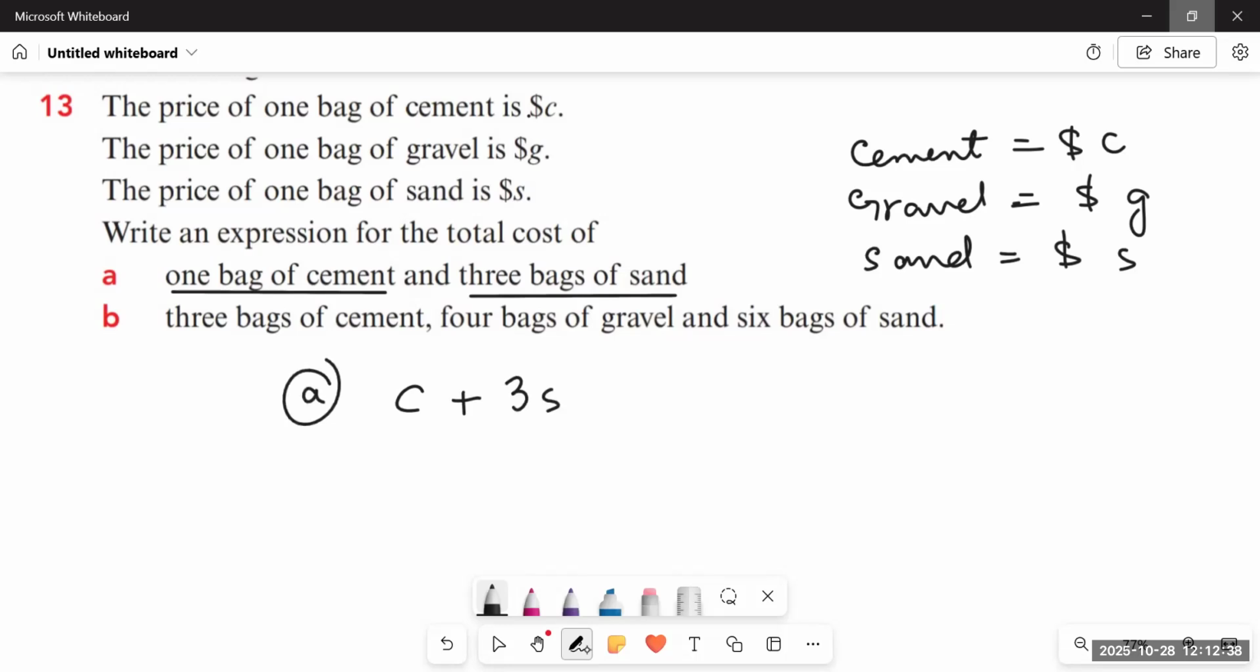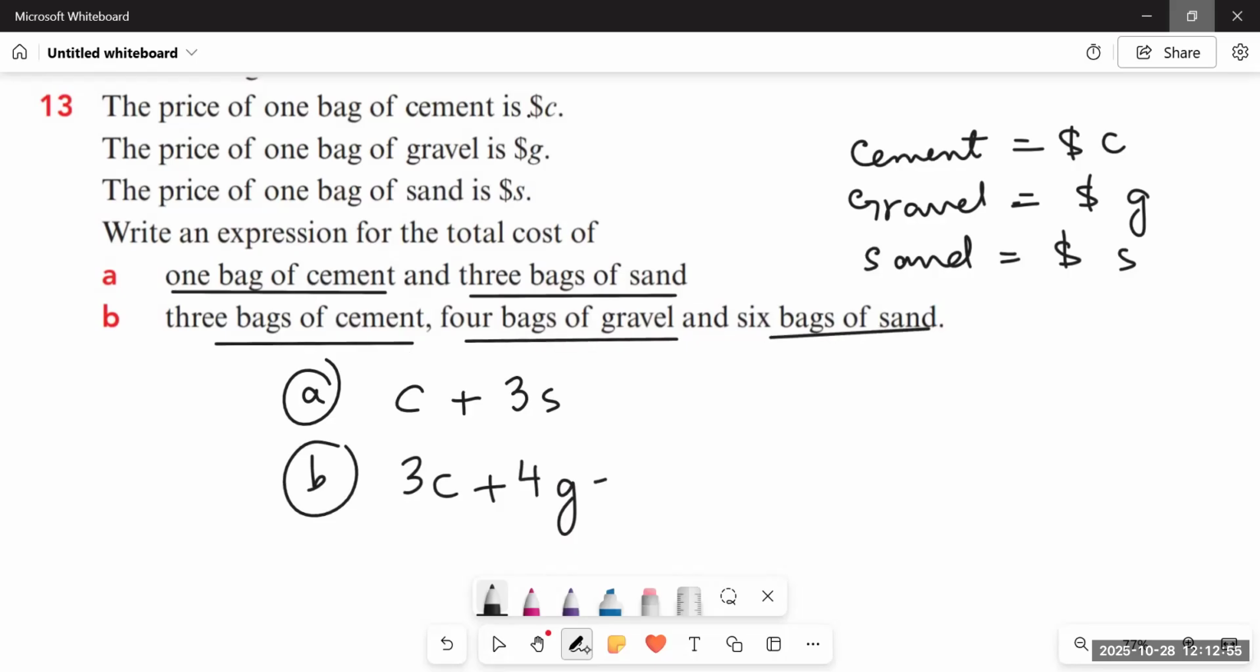That's it. Then in part B, it says 3 bags of cement, 3C. 4 bags of gravel, 4G. You see? 3C, 4G, 6S. And done. We don't have to do anything else. Just read the statement and convert it into expressions.